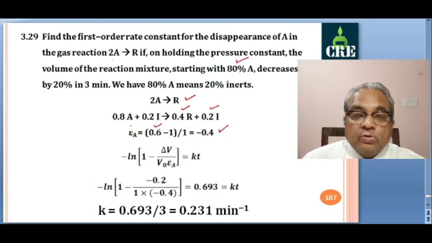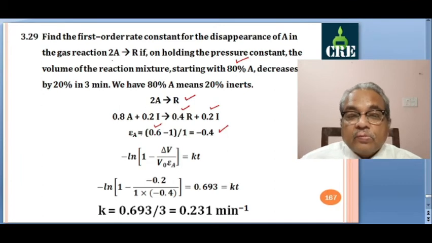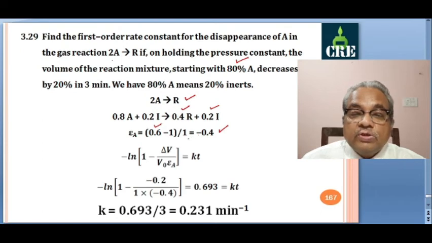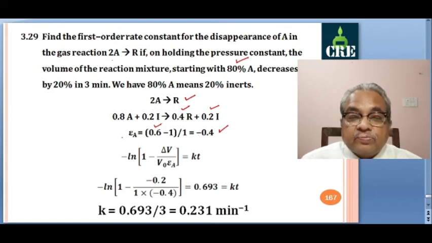So this epsilon A, fractional expansion, is minus 0.4. This minus sign indicates that volume is decreasing. It decreases by 20% in 3 minutes.